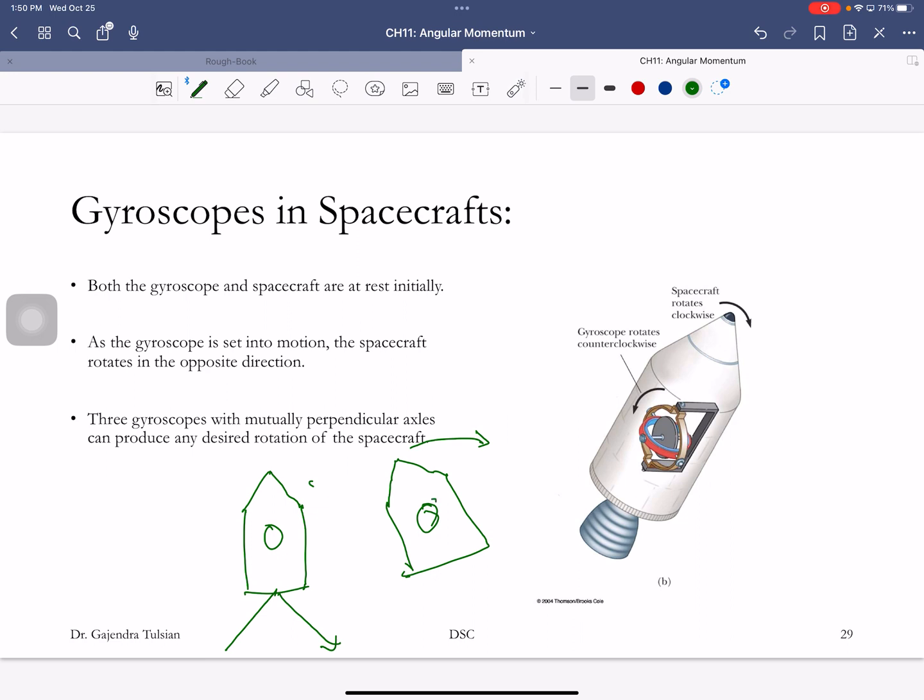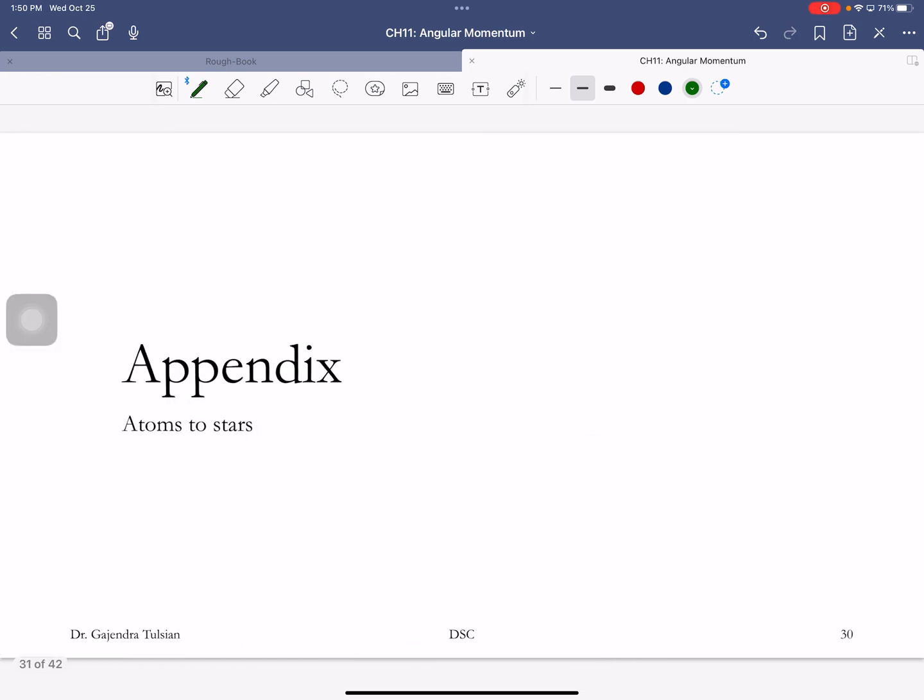Here's what you can do. Here are gyroscopes that they put on the satellite. You turn the gyroscope this way and the satellite will turn that way. Once it straightens out, you stop the gyro and the satellite will stop. So you can have 3 gyros to make a satellite turn any way you want.